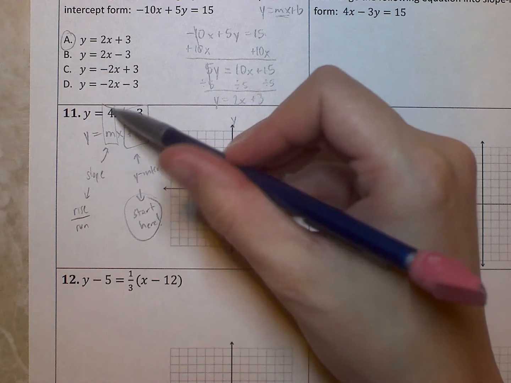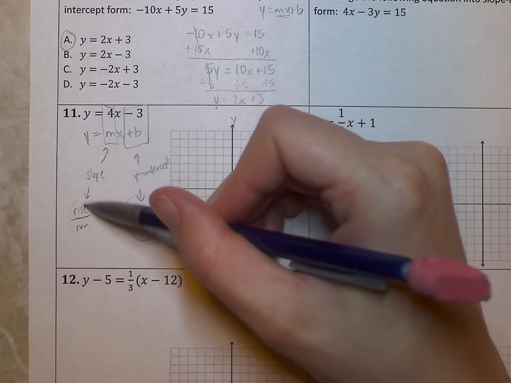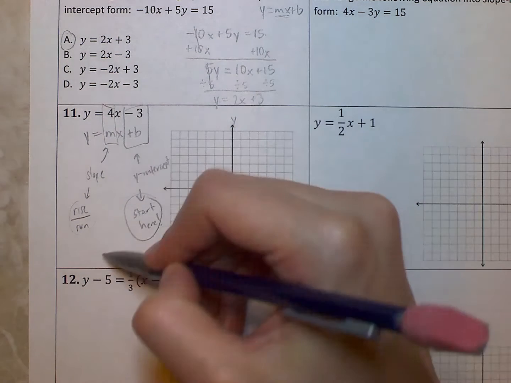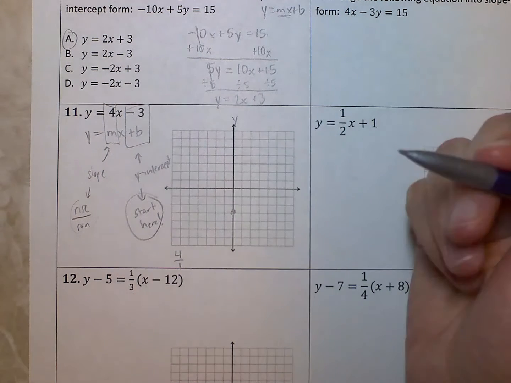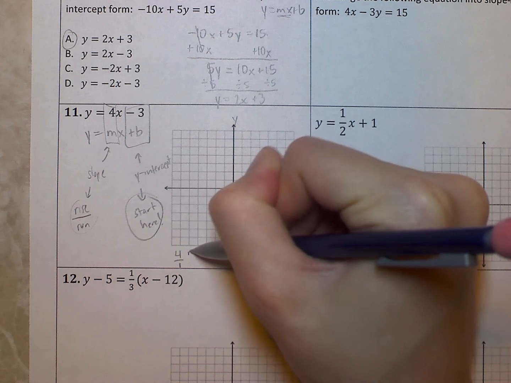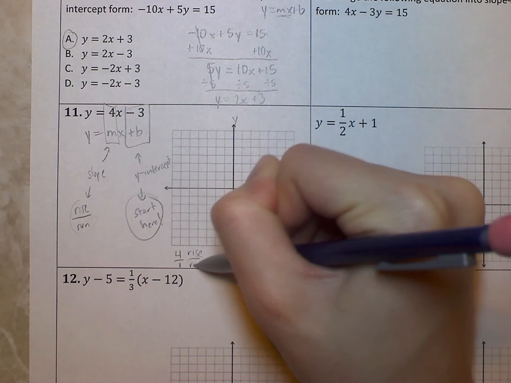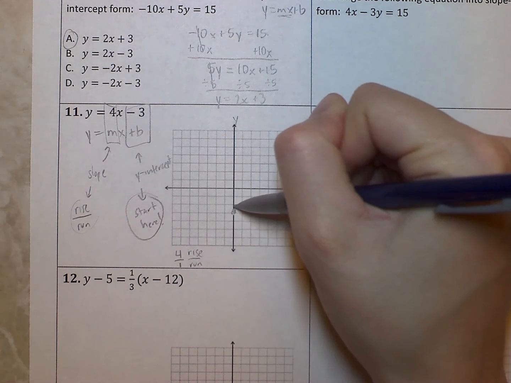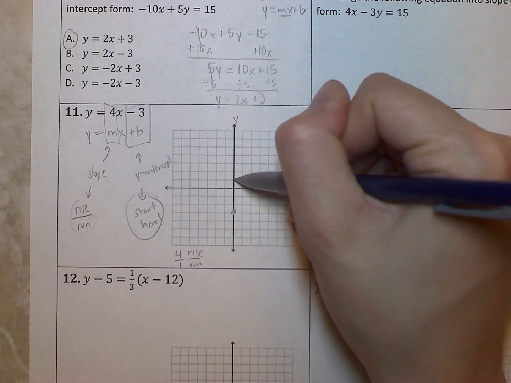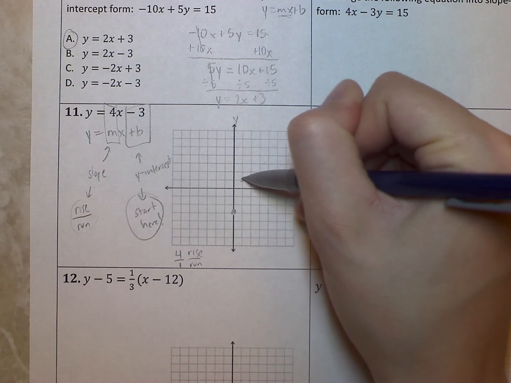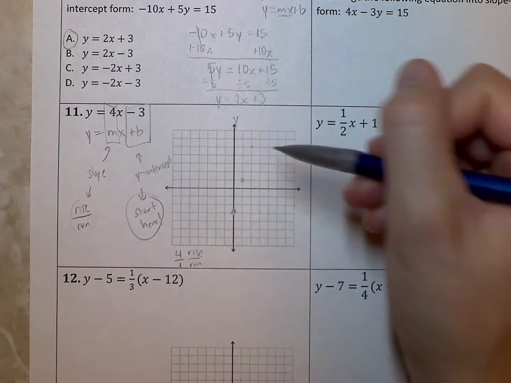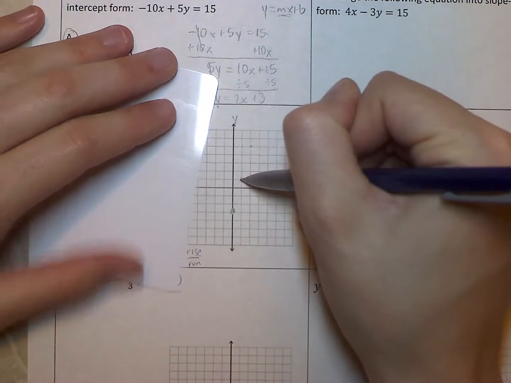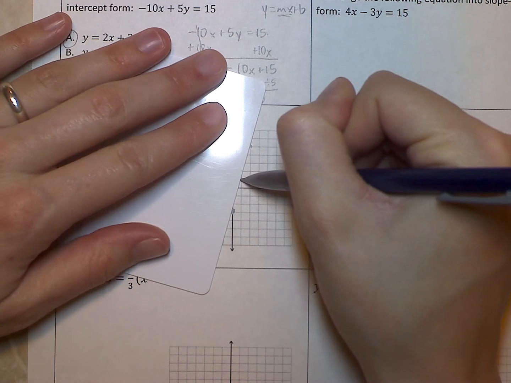Now, my slope is 4. Well, this looks like a fraction. 4 doesn't look like a fraction, so I just make it into a fraction. If I have a whole number, I put it over 1, always. So this is my rise and run. I'm going to rise 4, 1, 2, 3, 4, run 1. I always run to the right. Run 1. And then draw my line.